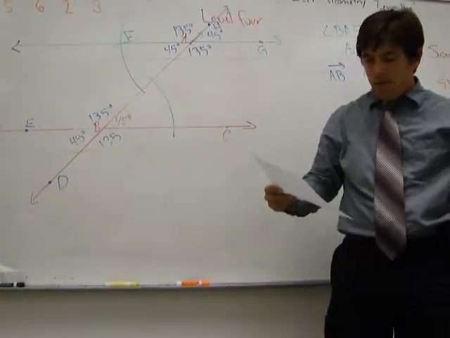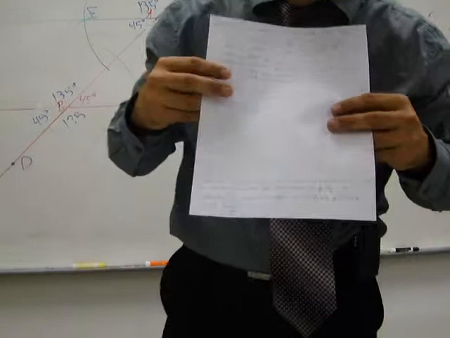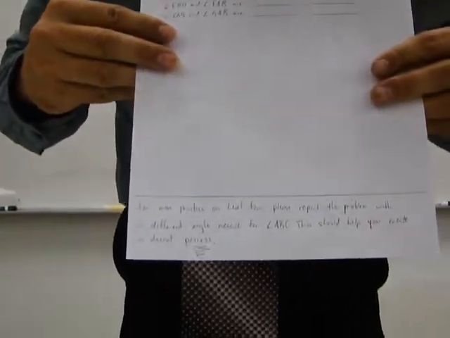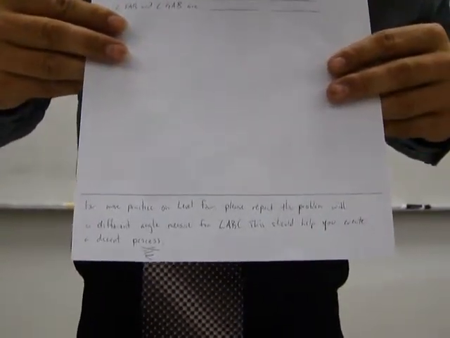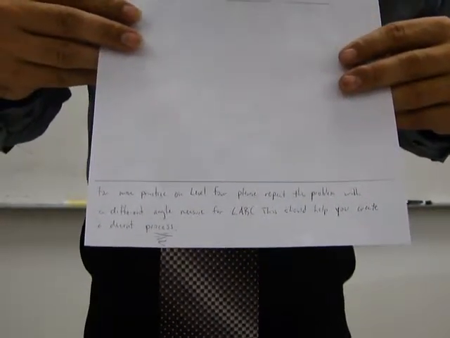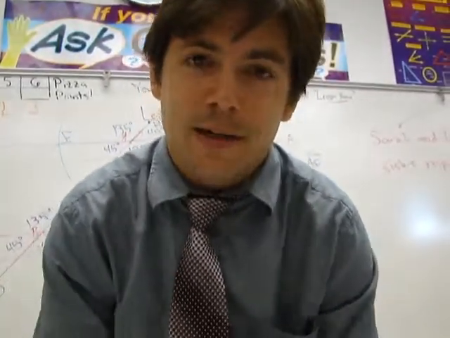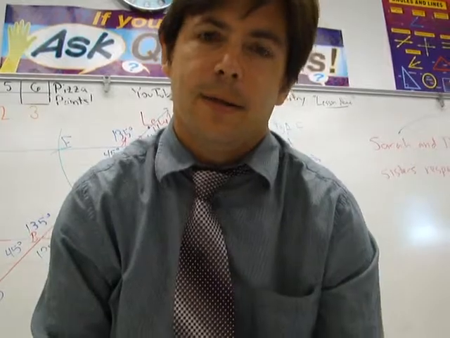So, we've completed the entire thing. I'd like everybody to notice what it says on the bottom. It says, for more practice on level 4, please repeat the problem with a different angle measure for angle ABC. This should help you create a decent process. That is the case, so give yourself an extra problem and you'll have a better idea how to do level 4. Thank you.